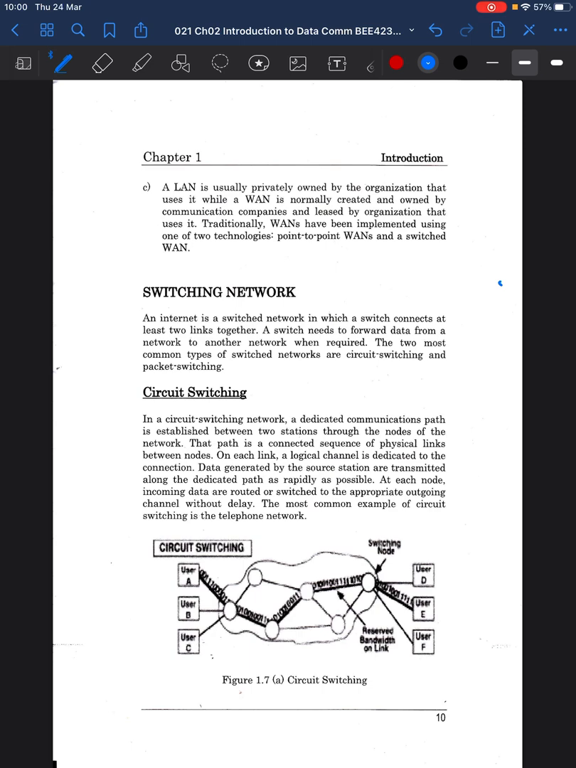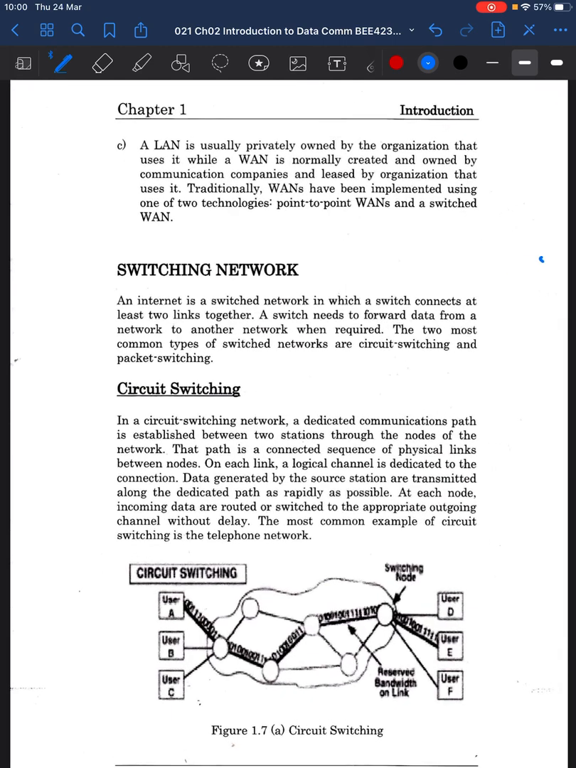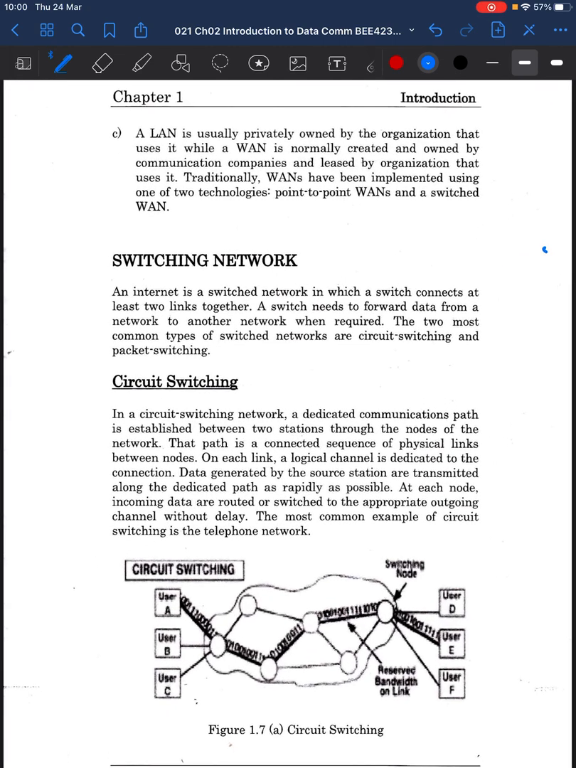Okay, today we will continue our online class, still in chapter 1. Today we will discuss switching network. In the previous class, we discussed topology or network architecture. Today we will continue with the topic of switching network.